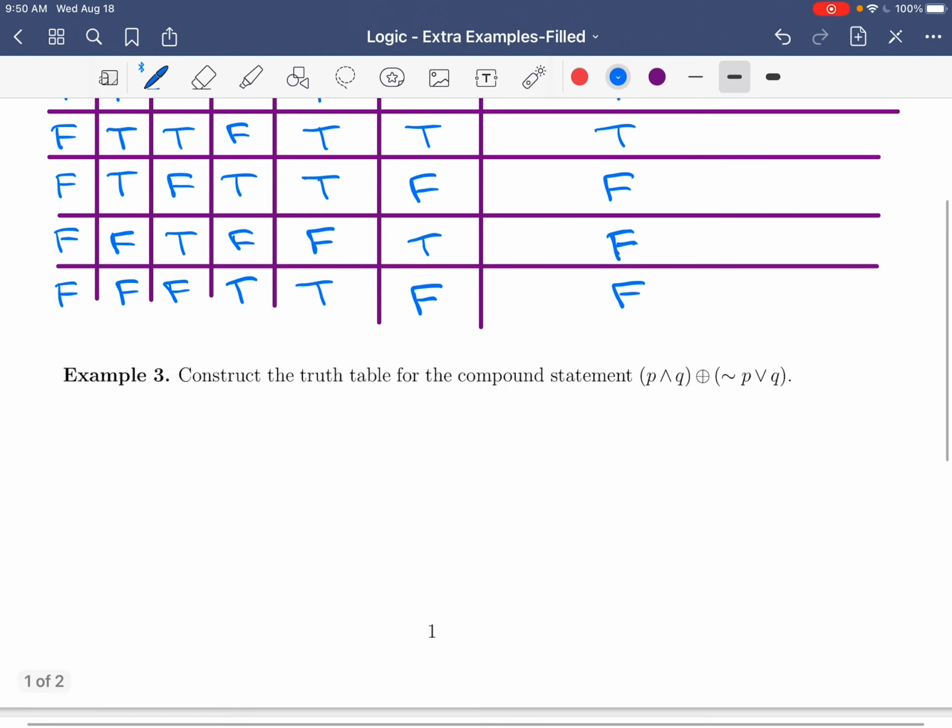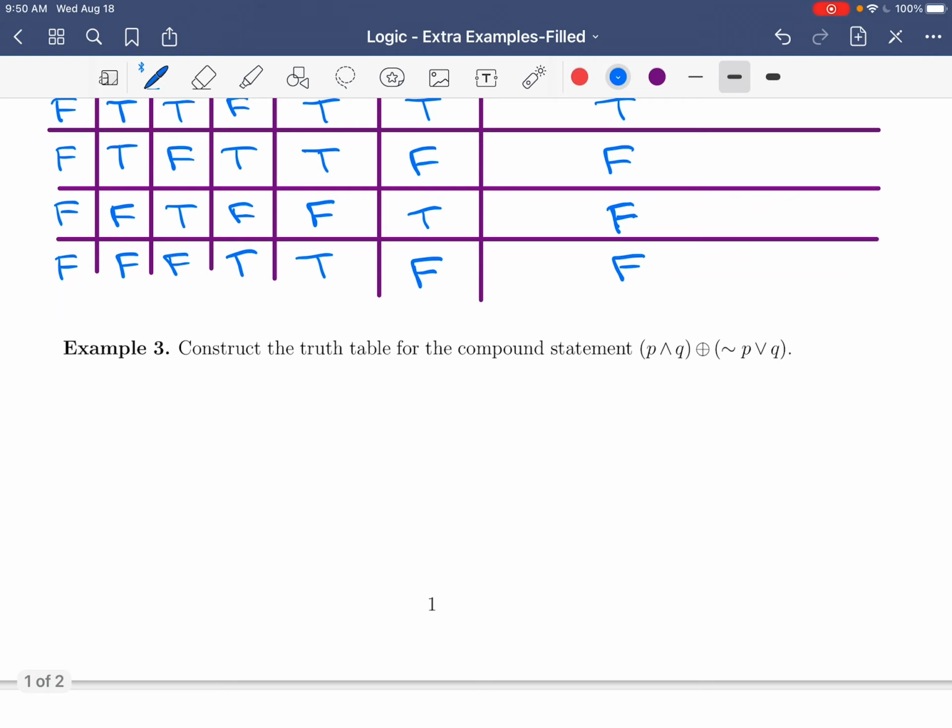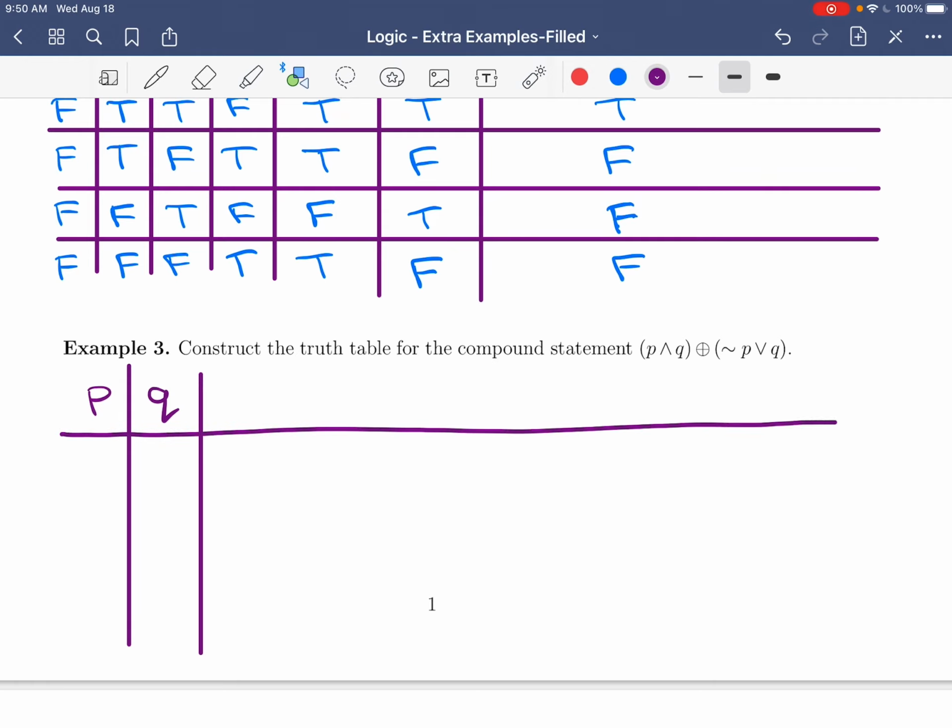Okay, now let's try another one. So here I just have P's and Q's, but I have this exclusive OR that we haven't seen yet. So I set up my truth table again. So a column for P, a column for Q. And I'm just going to need 4 rows.